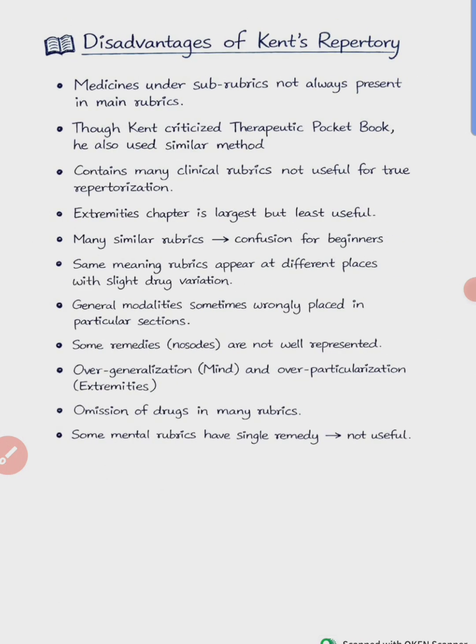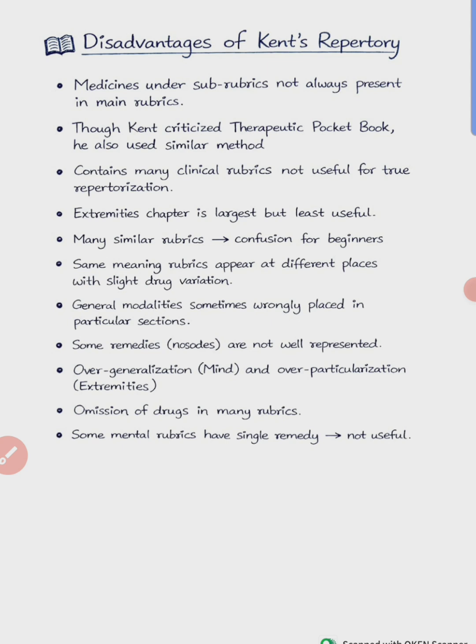Disadvantages of Kent's repertory. Medicines under sub-rubrics are not always present in the main rubrics. This is a disadvantage. Though Kent criticized the Therapeutic Pocket Book, he also used a similar method. It contains many clinical rubrics and is not useful for true repertorization. The extremities chapter is very large but least useful. Many similar rubrics cause confusion for beginners. Same-meaning rubrics appear at different places with slight drug variation.